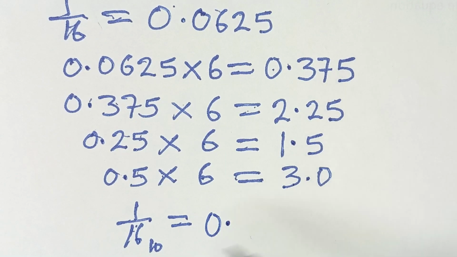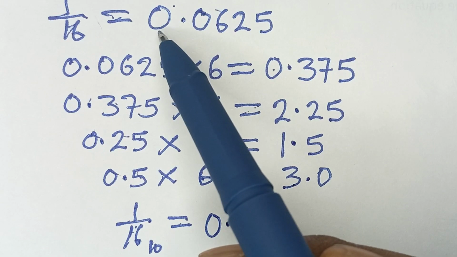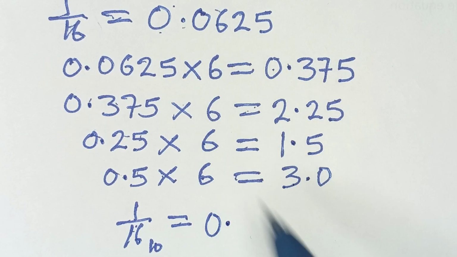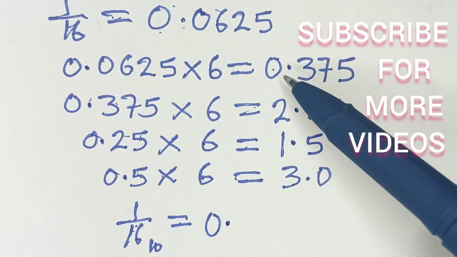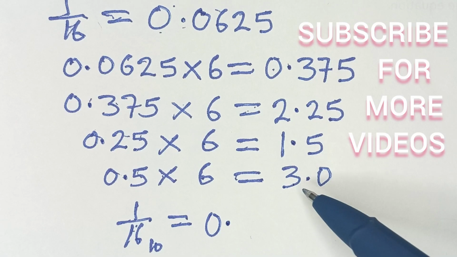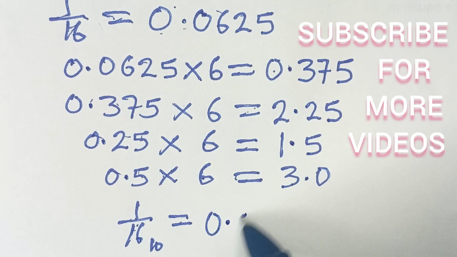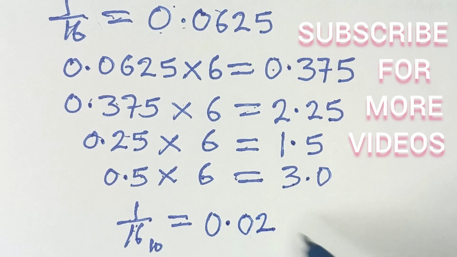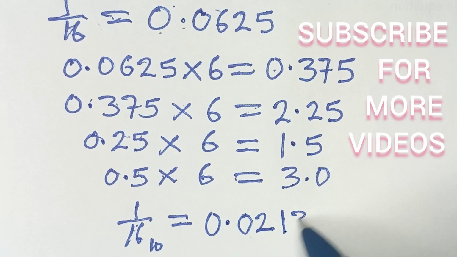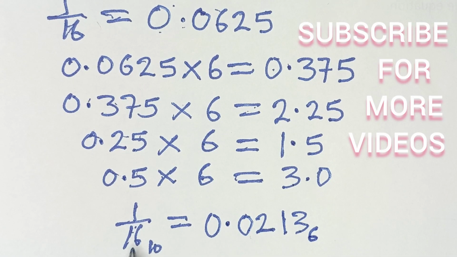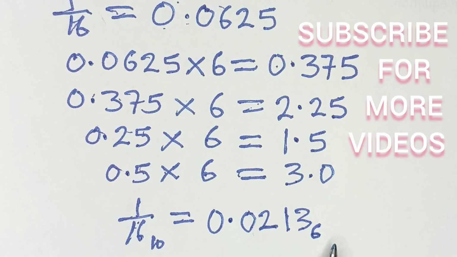Don't forget the value is 0. So the original question there is 0. So we're going to take the 0 point, and then you take all these numbers after the decimal point: 0, 2, 1, 3, in base 6. So 1/16 in base 10 converted to base 6 will give us 0.0213 as our final answer.